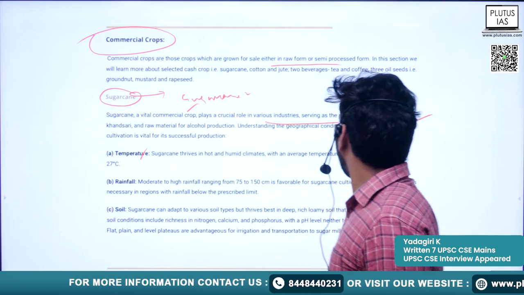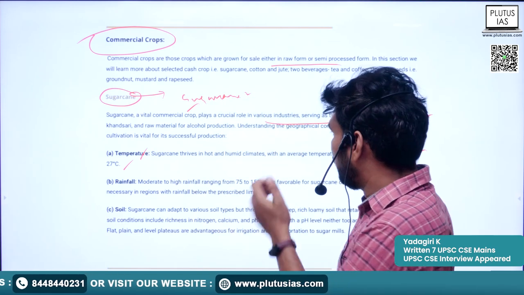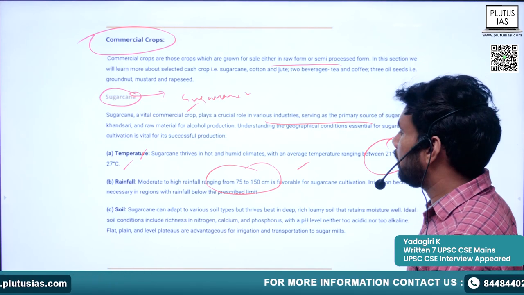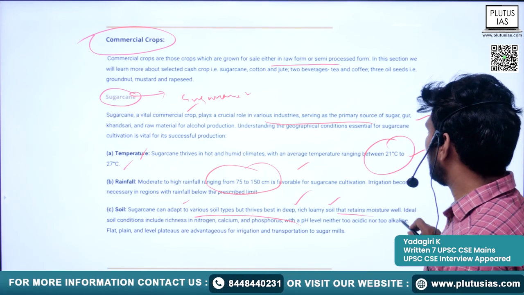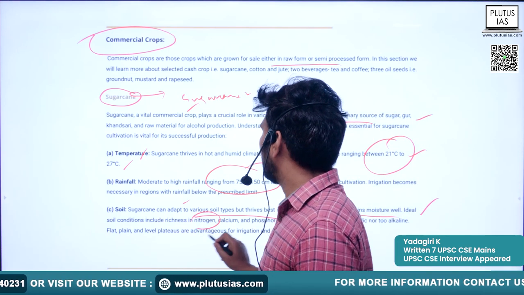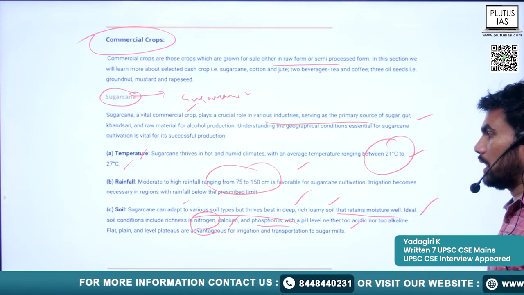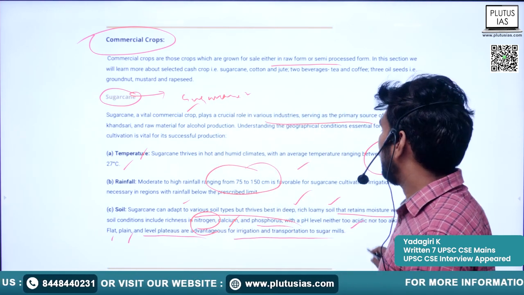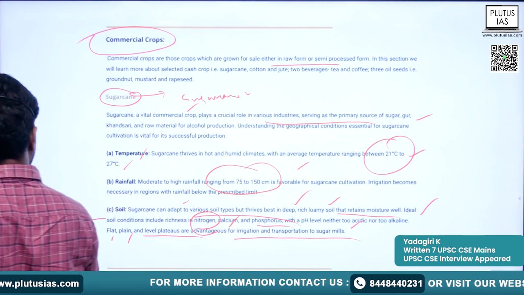The ideal temperature required is between 21 degree centigrade to 27 degree centigrade. Rainfall ranging from 75 to 150 centimeters is favorable. Soil: it can adapt to various soil types but thrives best in deep, rich, loamy soils that retain moisture well. Ideal soil conditions include richness in nitrogen, calcium and phosphorus with a pH level neither too acidic nor too alkaline. Flat, plain and level plateaus are advantageous for irrigation and transportation to sugar mills. As you all know, sugarcane is a footloose crop.